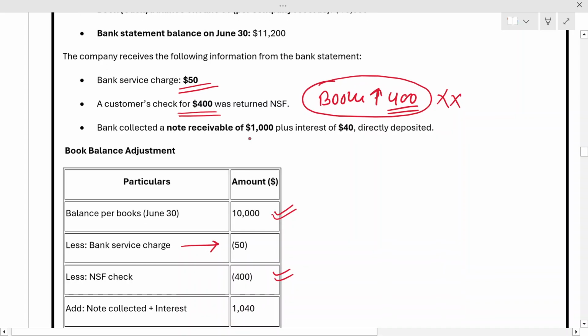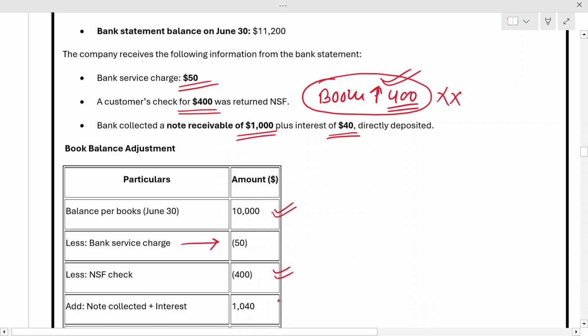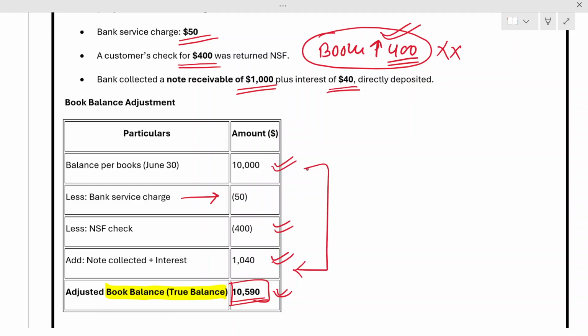Similarly, here $1,000 plus $40, this $1,040, is still not in your books because you were not aware of it. So you will be adding this $1,040 here. So effectively you will be saying this $10,590 is my adjusted book balance, or you can call it the true book balance, because this is the final balance which you have, and this needs to be used. So these are the three examples here.